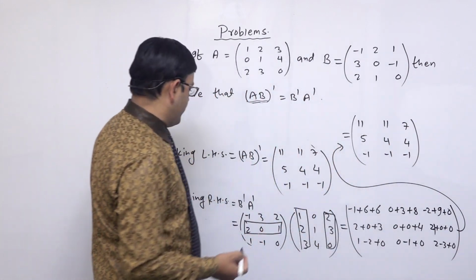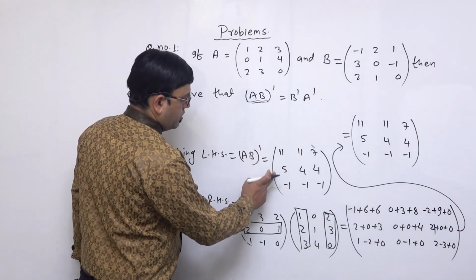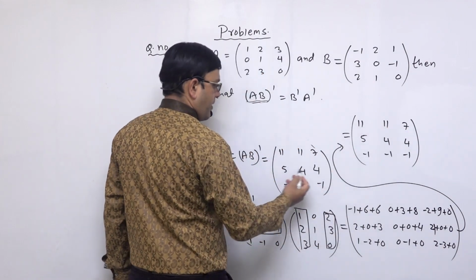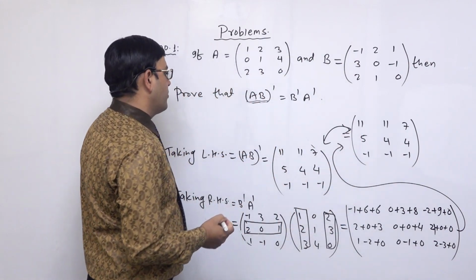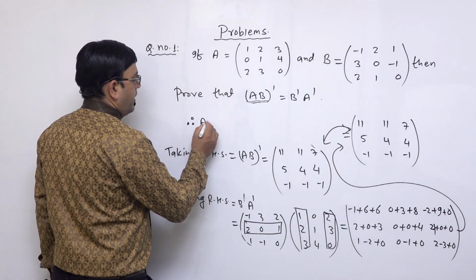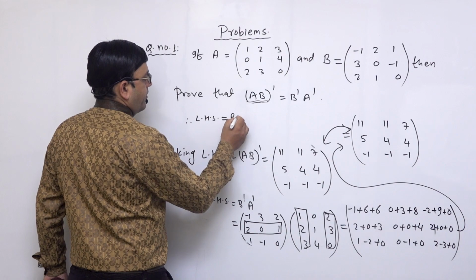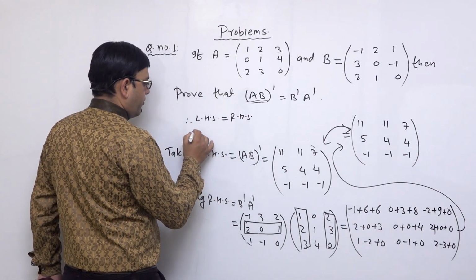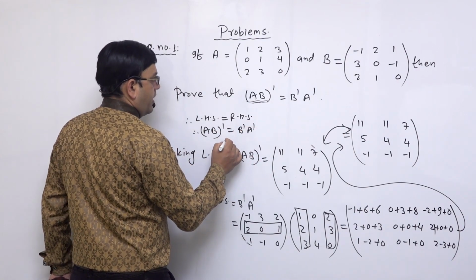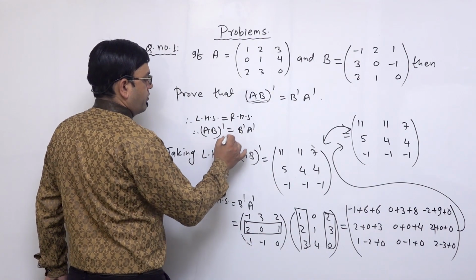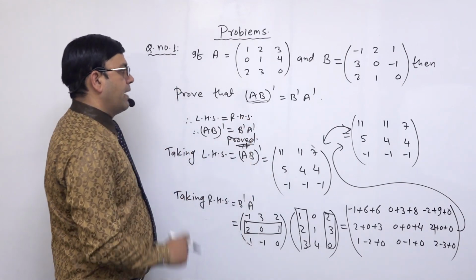Now this one is B transpose A transpose, and this one is AB whole transpose. So these: 11 11 7, 11 11 7, 5 4 4, minus 1 minus 1 minus 1, these two are equal. We can see these two are equal, therefore LHS is equal to RHS. Left hand side is equal to right hand side. Therefore AB whole transpose is equal to B transpose times A transpose. In this way, it is proved. So in this way, this problem is proved. We solve this problem this way.